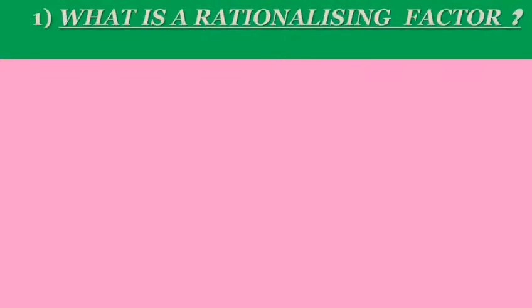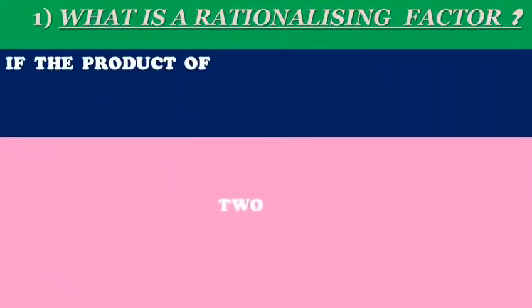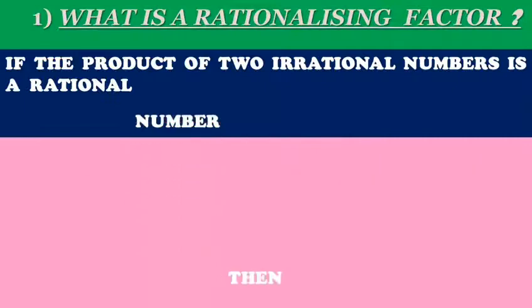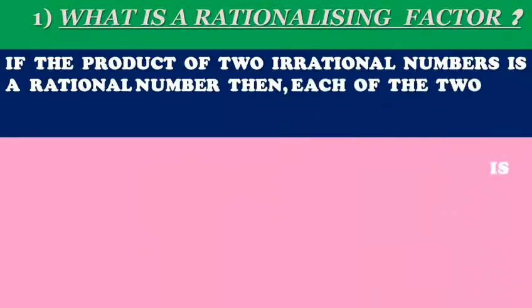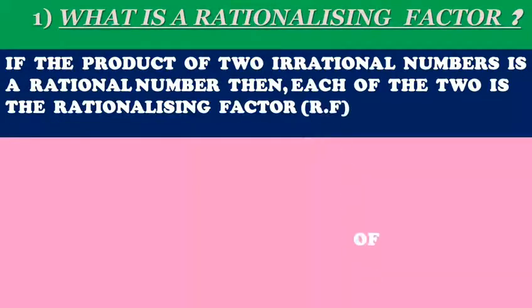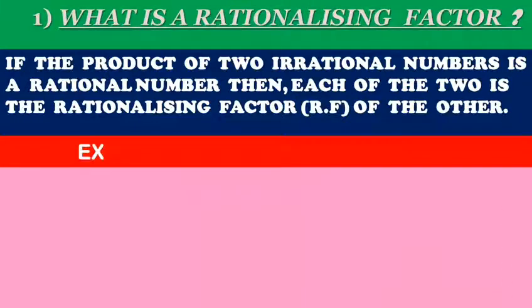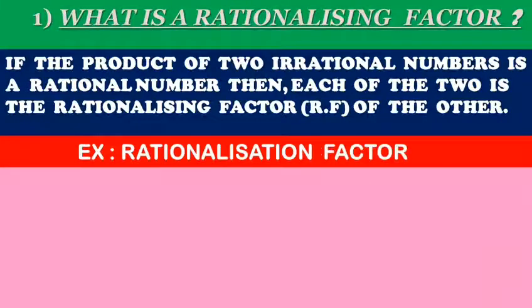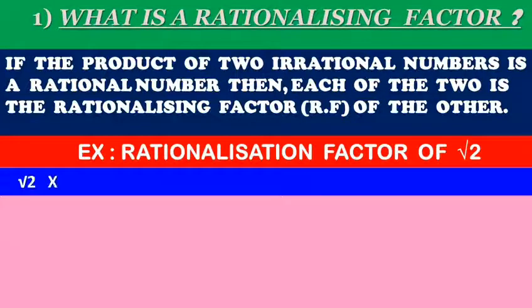Firstly, I will start with what is a rationalizing factor. In general, in a simple way, a rationalizing factor is a factor which converts an irrational number into a rational number. So, by definition, if the product of two irrational numbers is a rational number, then each of the two is a rationalizing factor of the other.